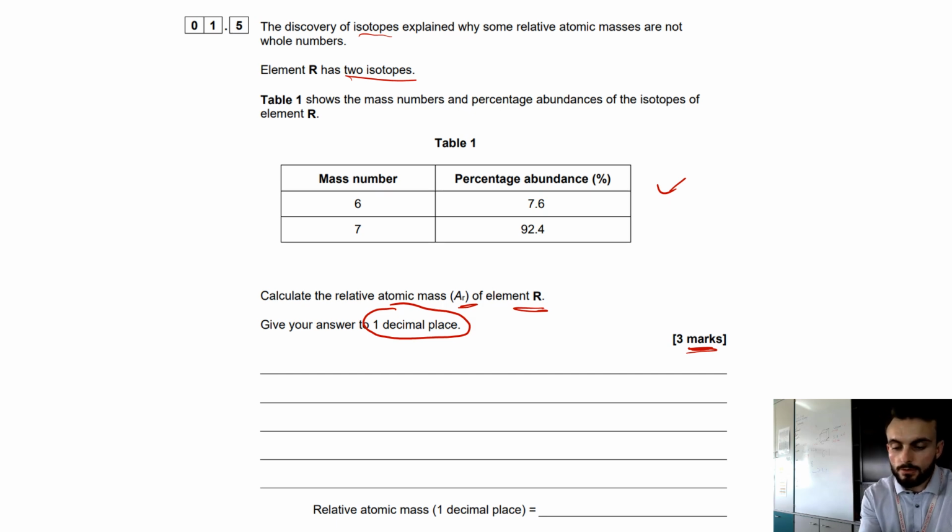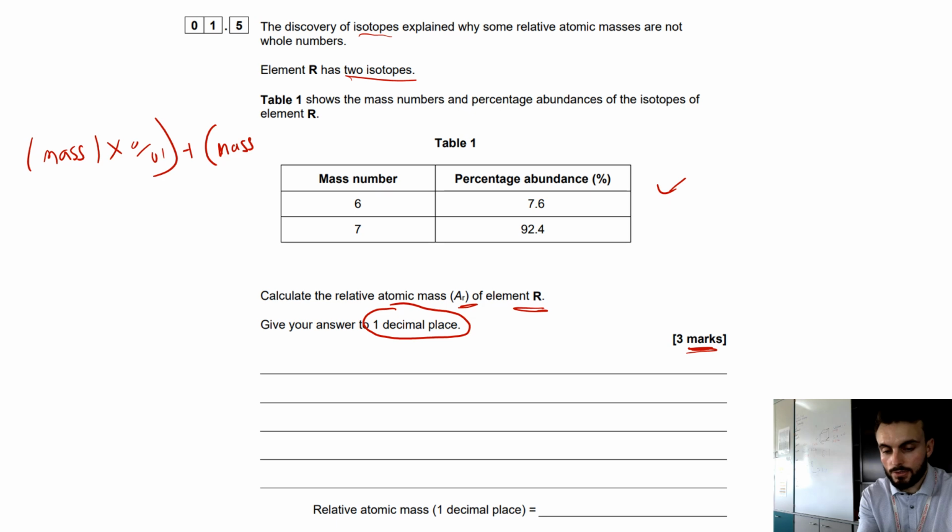So for this, the way we would do it is, it's a bit like calculating a mean almost. So you're going to do the mass of whatever isotope 1 is times the percentage, and then add that to the mass of isotope 2 times the percentage, and then divide by 100, because that's the total number of percentages we've added together.